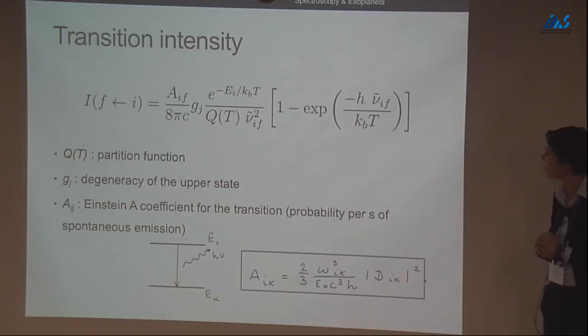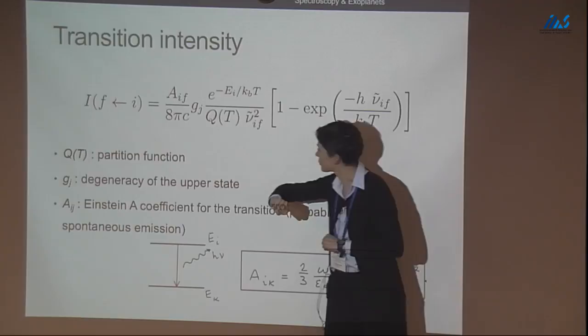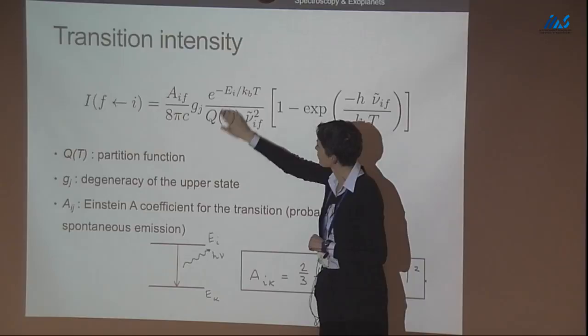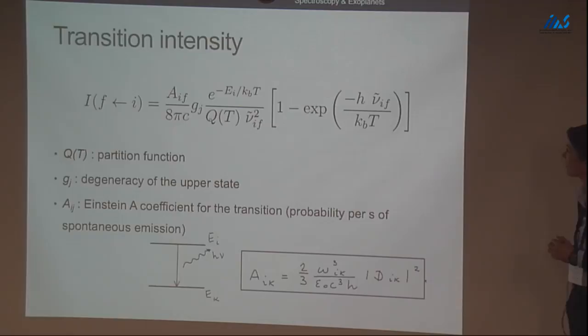One of the key points is actually this function Q(T) here, which is the partition function, meaning the sum of all the energy states, basically of terms like this one here, where you have the energy of the single state divided by kT. This is the energy of the single initial state. The partition function will sum over all the possible states. And so basically it has a function of normalization.